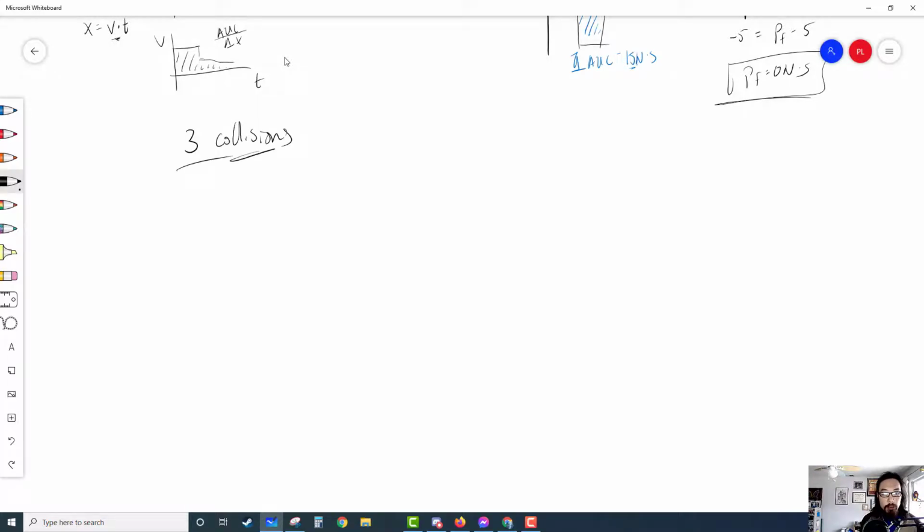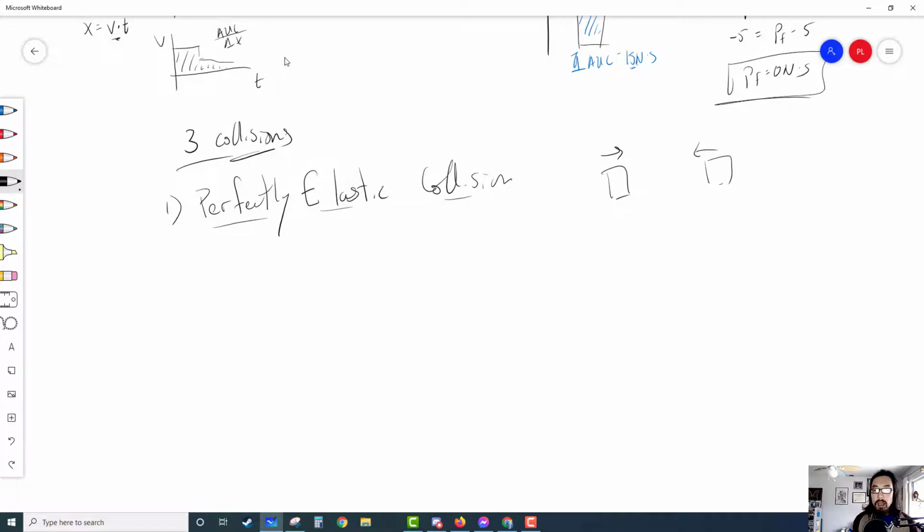So collision type number 1, we'll call it perfectly elastic. Now, in a perfectly elastic collision, we have 2 objects, and those 2 objects collide, and after they collide, they bounce back apart. Right, so that's your initial, and the final, they bounce, and I'm just going to say they rebound like this, but it doesn't have to. But the main idea here is that for a perfectly elastic collision, kinetic energy is conserved. Okay, that is always true for a perfectly elastic collision.